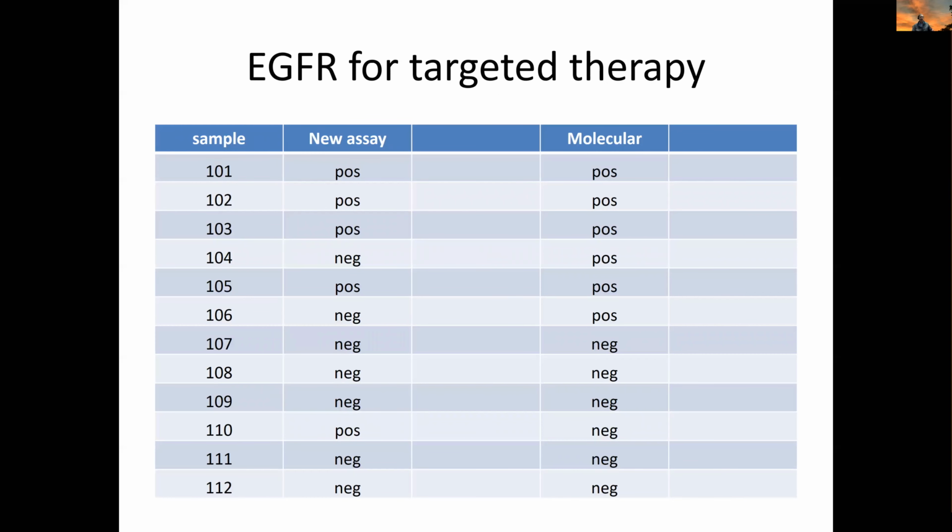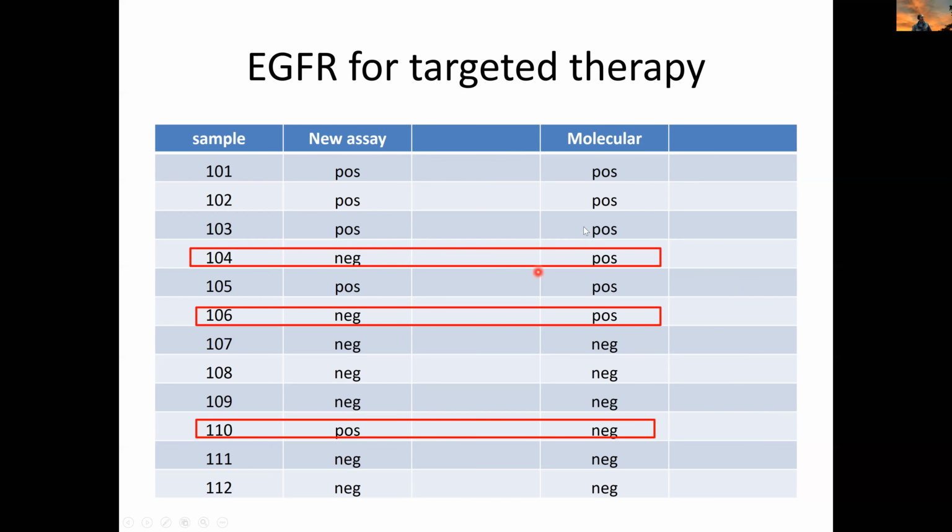So here's EGFR, okay? We've done 12 samples here. And as you look at this, you can see there may be a few things that are discordant here, okay? Sample 4, sample 6, sample 10, and the discordance goes both ways. So is this assay validated?